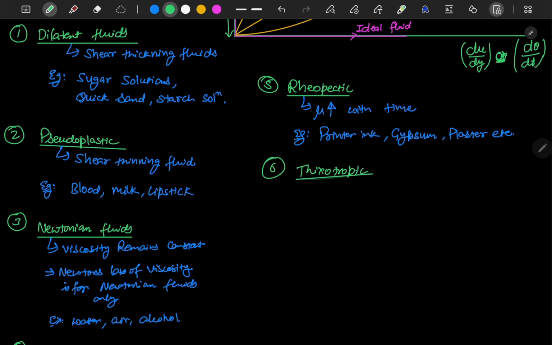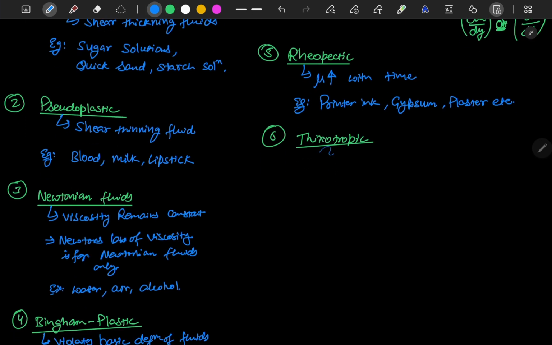If we talk about your sixth one, that is your thixotropic. In case of thixotropic, your mu decreases with time. Examples are bentonite fluids.